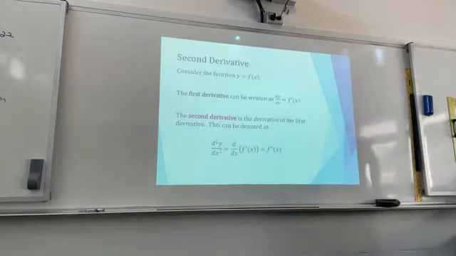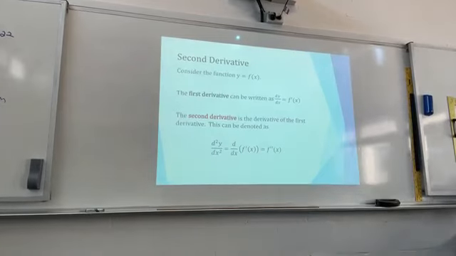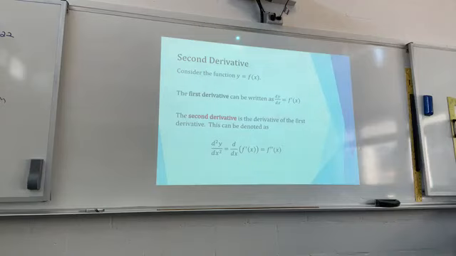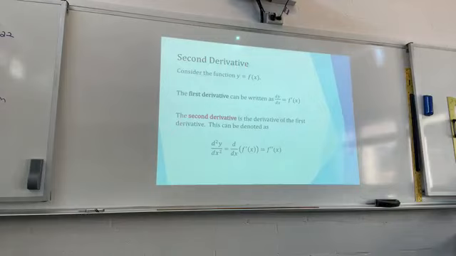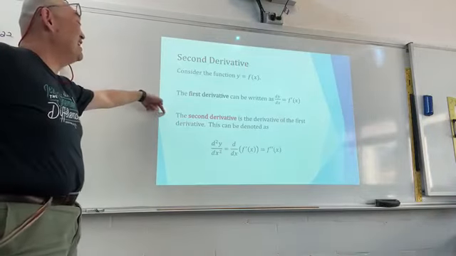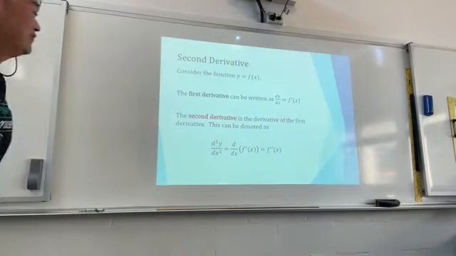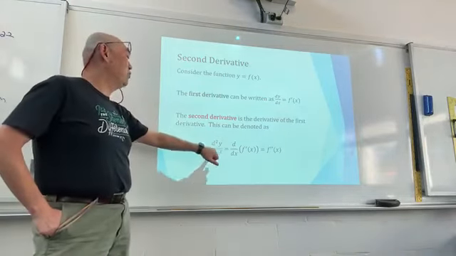Alright, now what is the second derivative? So you know that for the function y equals f(x), you can write the first derivative as dy/dx, which is f'(x), correct? So the next thing you need to know is we can, from the gradient function, derive another gradient function, the gradient of the gradient function, which is the second derivative. So the second derivative is the derivative of the first derivative, which can be denoted as d²y/dx².